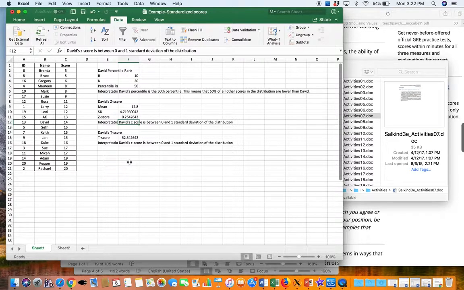So there you have it. That's how you can calculate the percentile rank, the z-score, and the t-score. Hopefully these are quick and easy ways for you to describe the data to other people. That's all. Let me know if you have questions, and have fun with this.